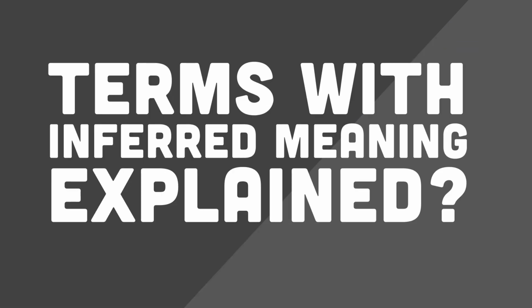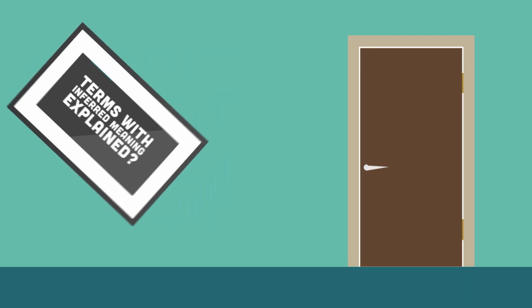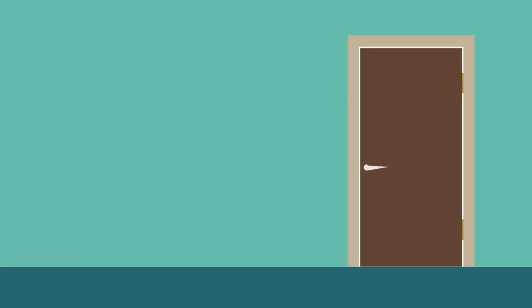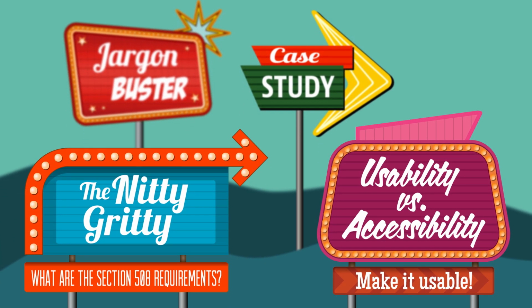Are terms with inferred meaning explained? For example, a learner who has been deaf from birth might not understand that slamming the door often infers that a person left angrily. Click on one of the following signs to find out more.